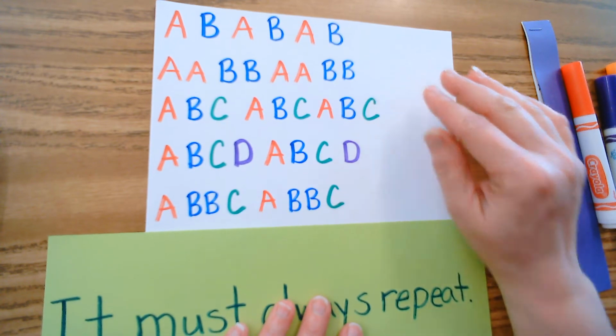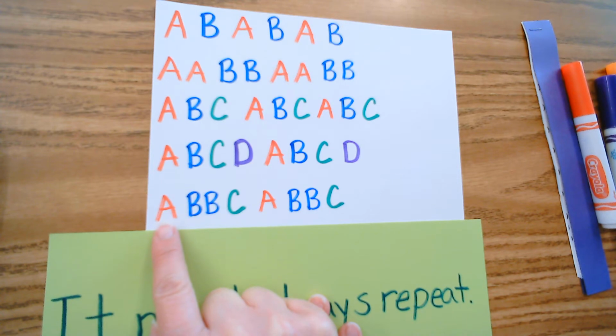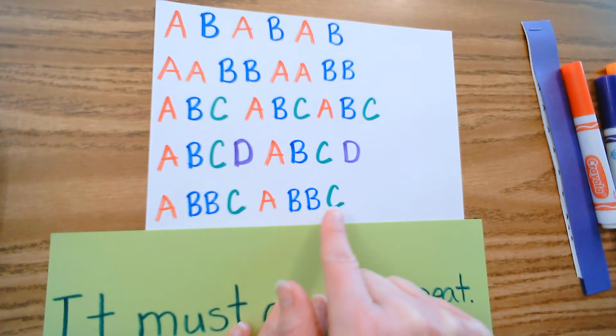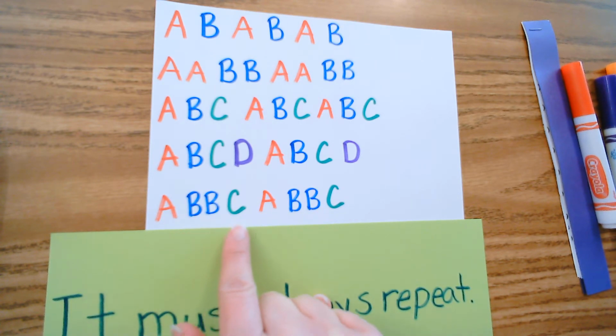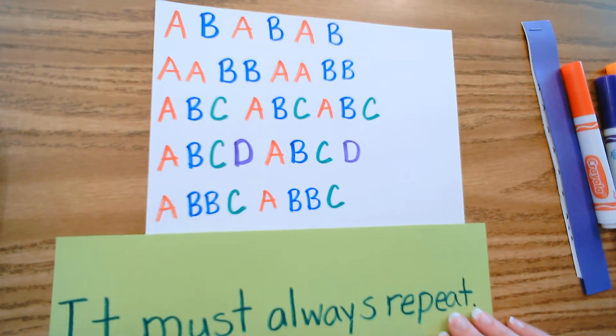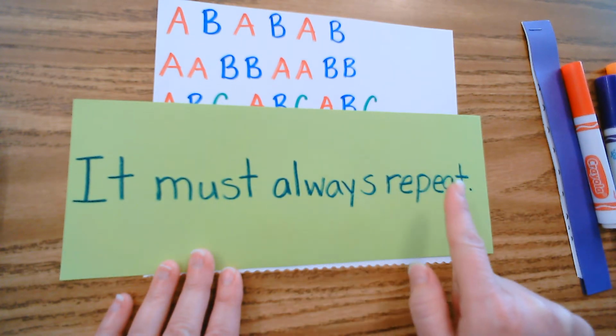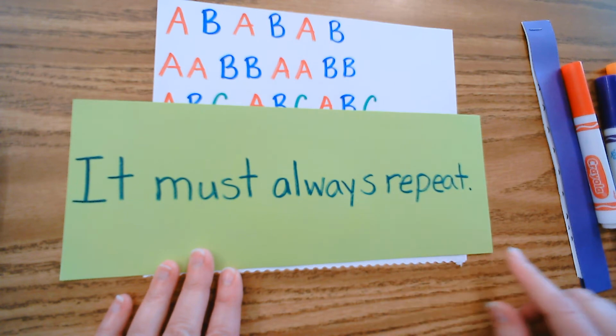You can also mix it up with multiples of each color. So we've got an ABBC, ABBC, or red, blue, blue, green. Red, blue, blue, green. Really, the possibilities are endless. You just have to remember the one rule. It must always repeat. That is our one rule.